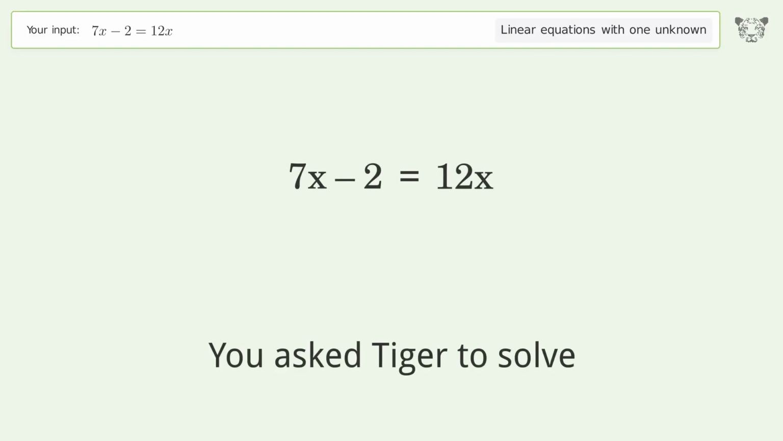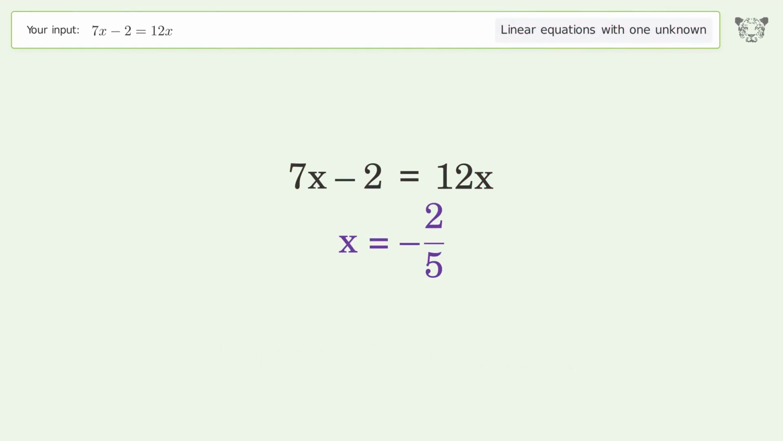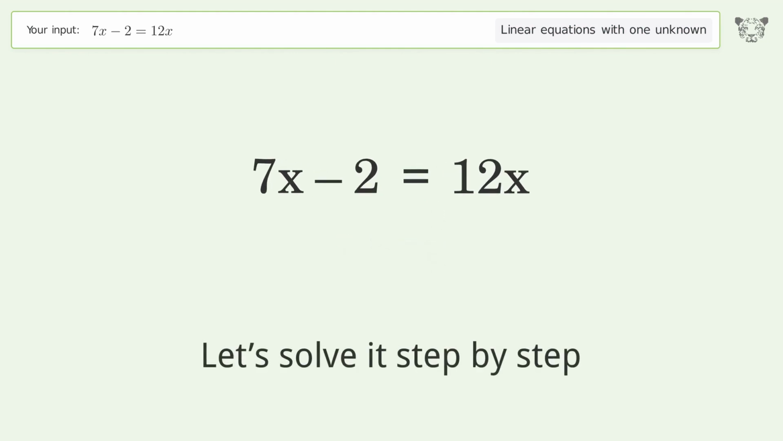You ask Tiger to solve this. This deals with linear equations with one unknown. The final result is x equals -2/5. Let's solve it step by step.